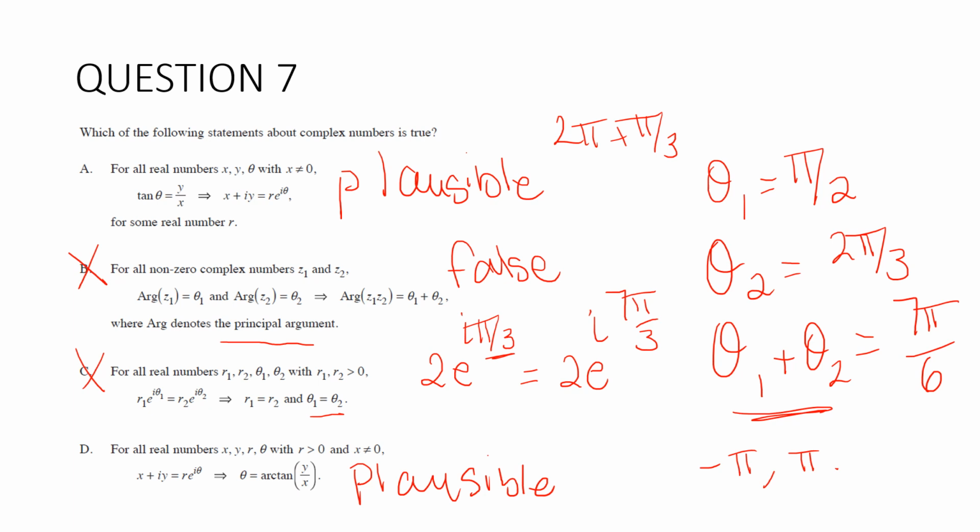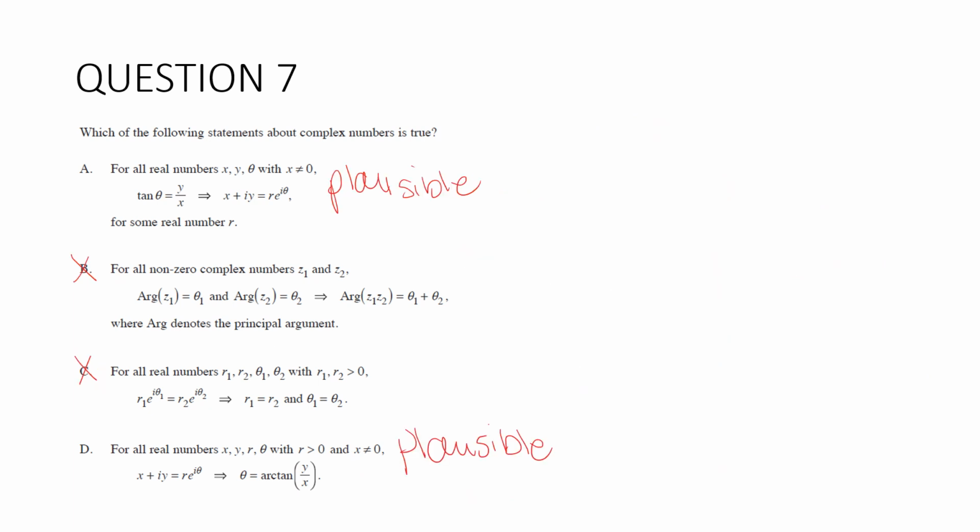So which is it, A or D? Let's look more closely at A and D. Now the main difference that I can see, well, there's two differences. Here we're using tan theta and here we're using arctan. And arctan, of course, is defined between negative pi on 2 up to pi on 2, whereas tan theta is not. Sorry, theta is not in this case.